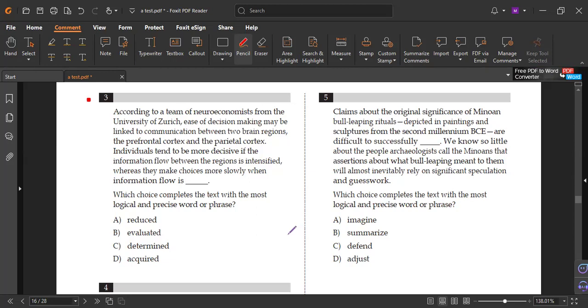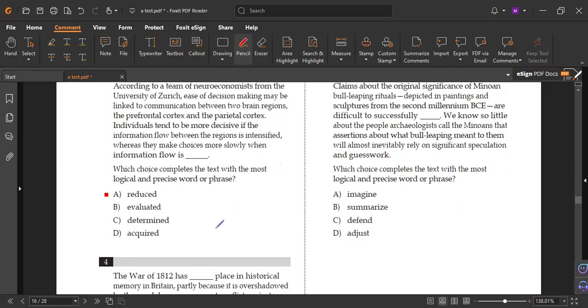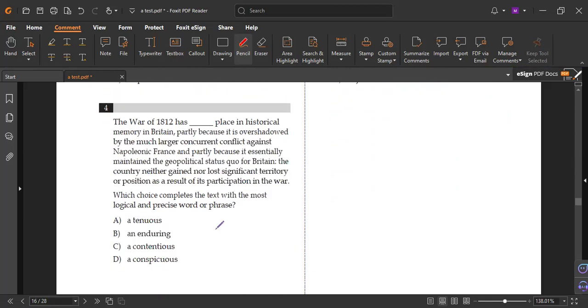Is it D? Is it A or D? So A, it's correct. A. Yeah, that is right. When information flow is reduced. That's right. Come on, number 4.